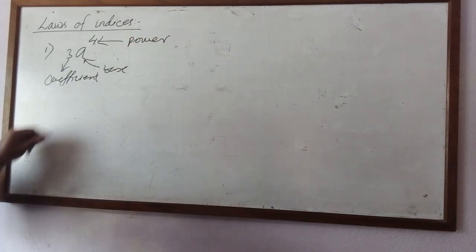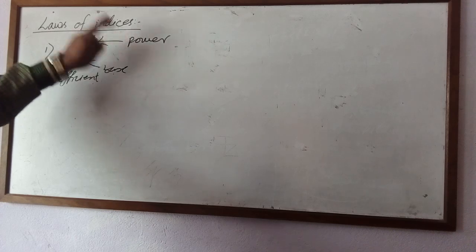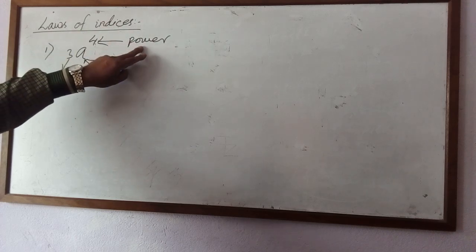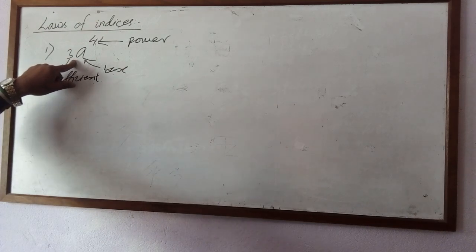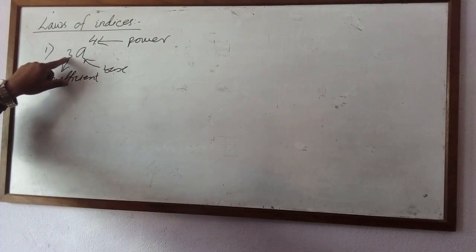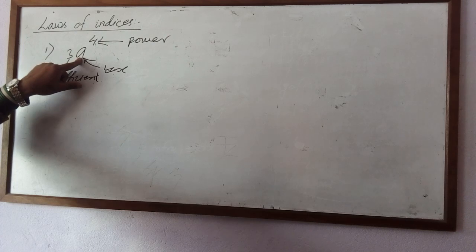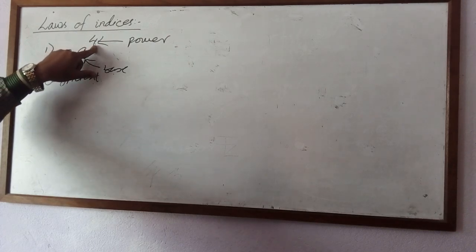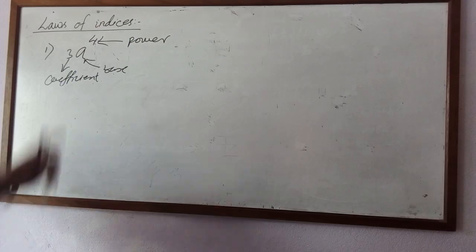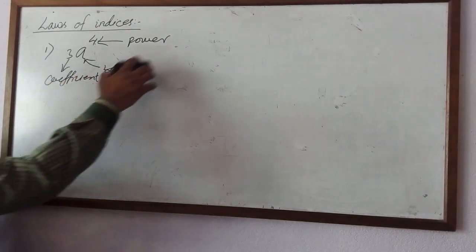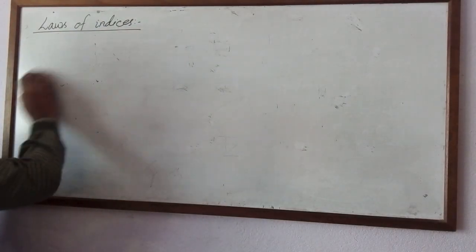First of all, you have to understand indices means power. Indices has another name, that is power. Here the number which comes in front of the variable, that is 3, is called coefficient. This is the base, here is the variable a I have taken, and this 4 is called power. Now coefficient, base, power. Now another one is term.